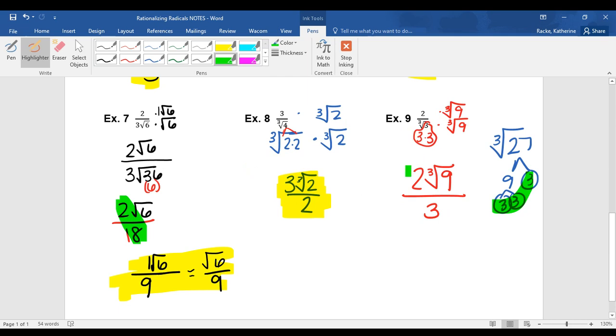But just know that you can take a shortcut: whatever you're making it the cube root of, that's the number that you're going to have in your denominator. So 2 cube root of 9 over 3 would be your final answer.